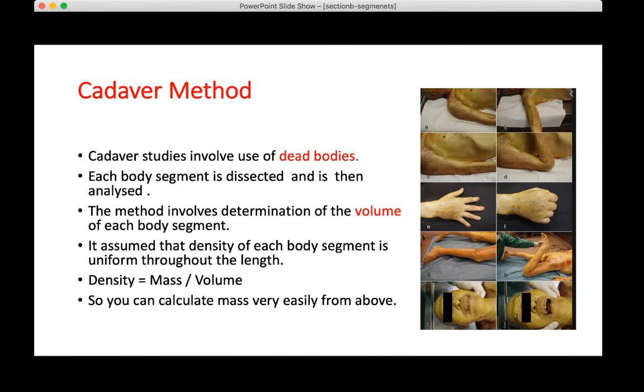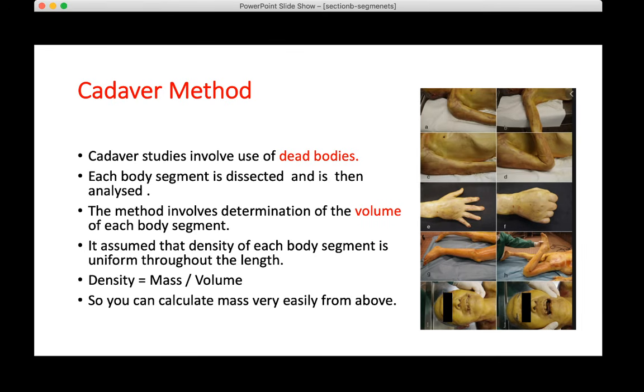Now I'm coming to the methods which we use for measuring these body segment parameters. I will start from the old ones, which used to be used earlier. Now they have been discarded. Why they have been discarded, I'll tell you the reason, and I will repeat that again. Before that, I'll first discuss the first method, which is cadaver studies, or we call it the cadaver method. Cadaver means dead bodies.